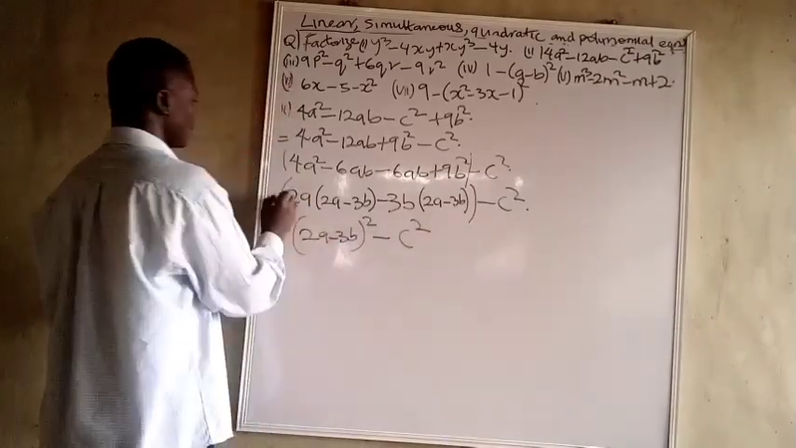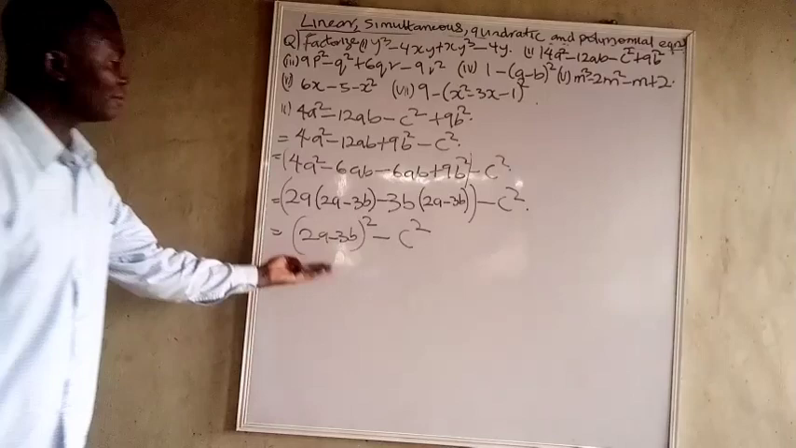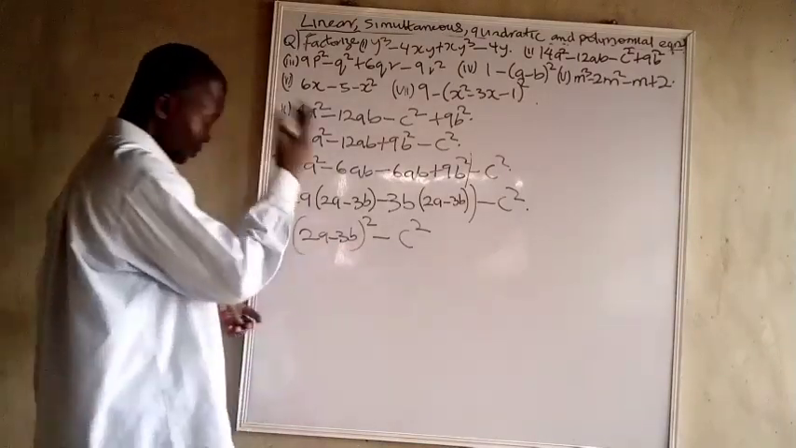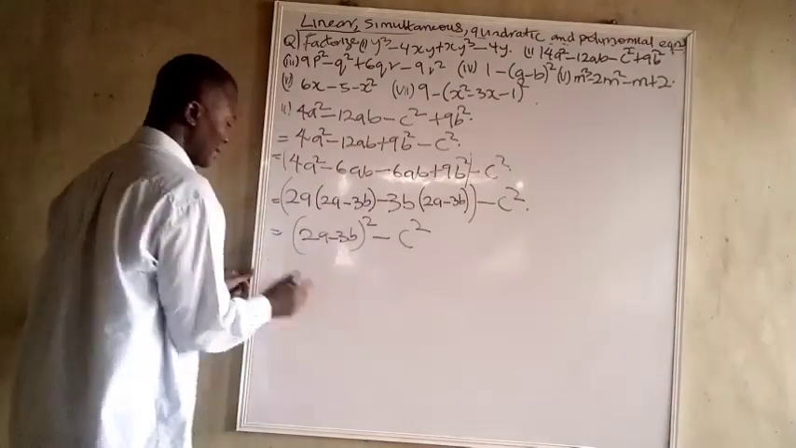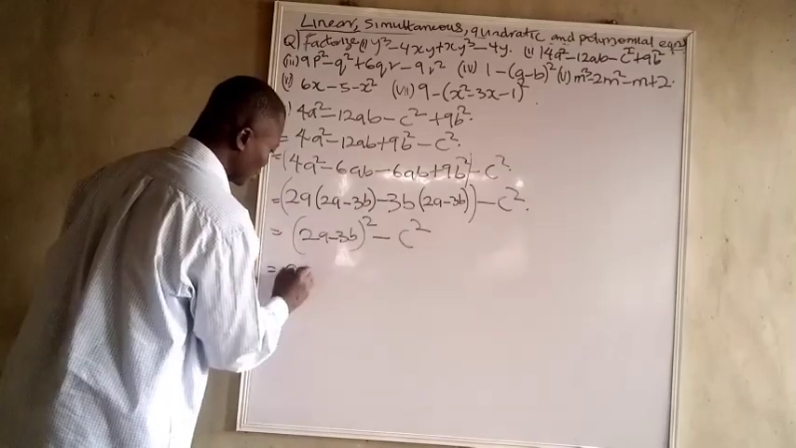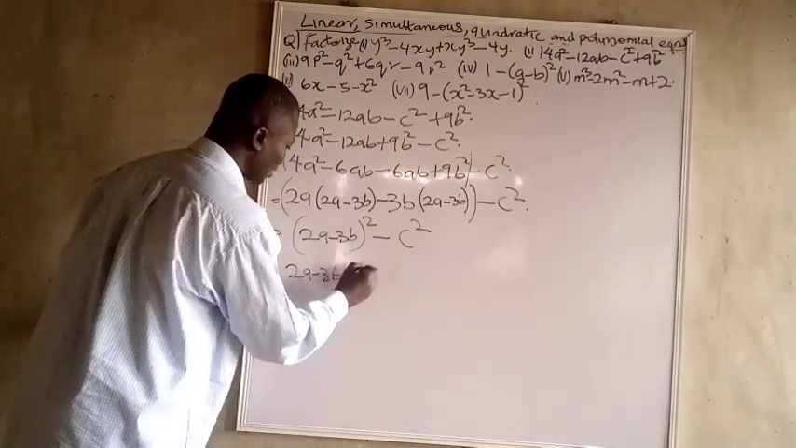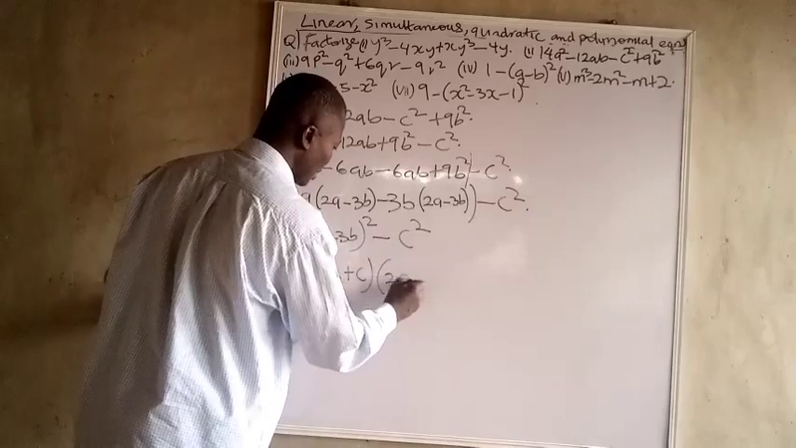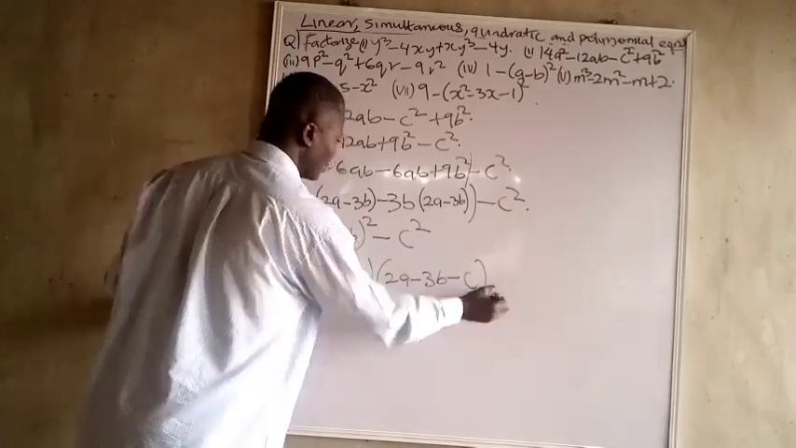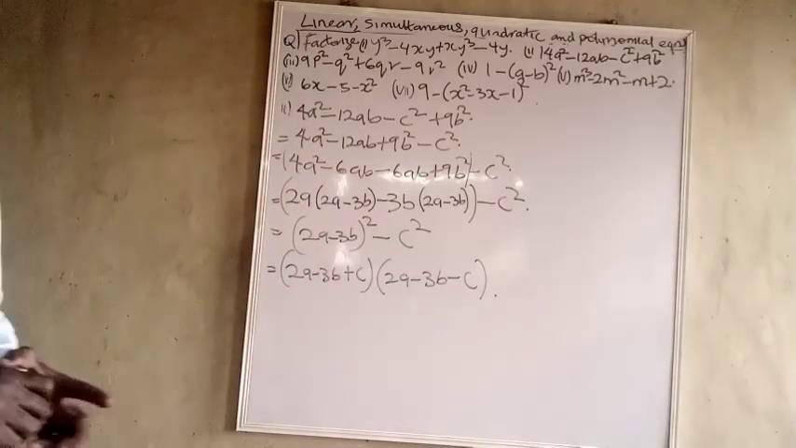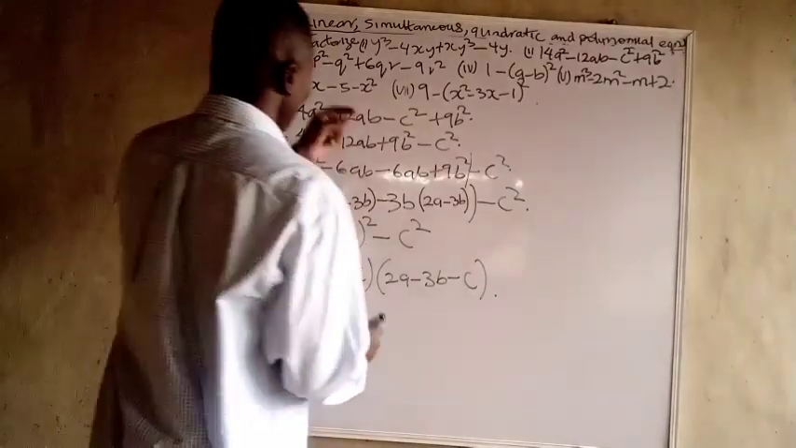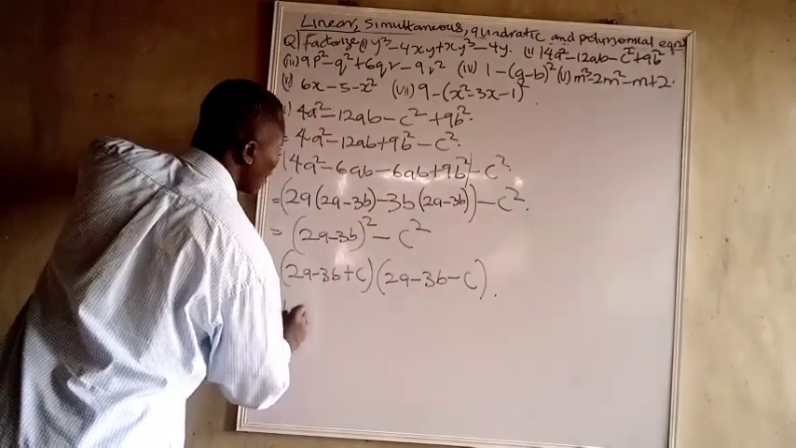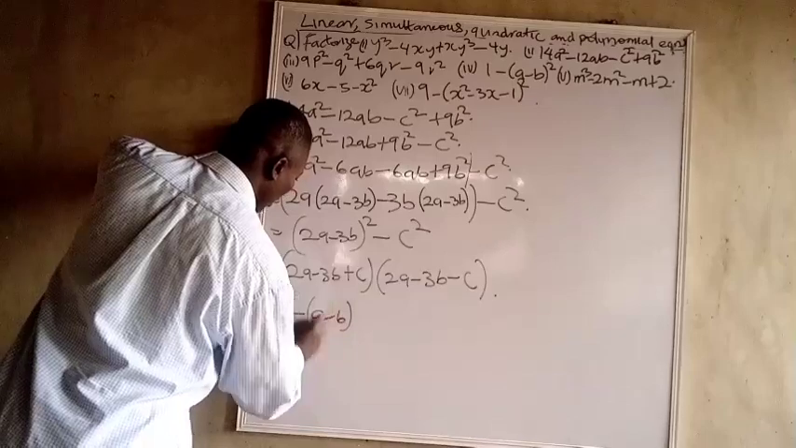So looking at this, you can see that we have 2a minus 3b all squared minus c squared. So we have difference of two squares. That's what we have now. So we are going to have 2a minus 3b plus c into 2a minus 3b minus c. So that's the answer. So the next one is 1 minus a minus b all squared.